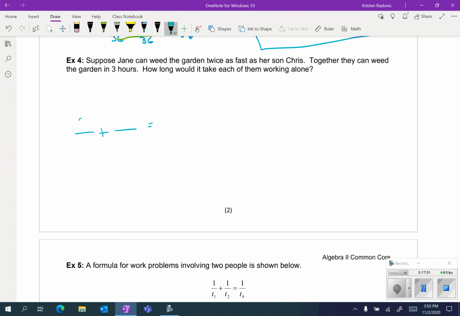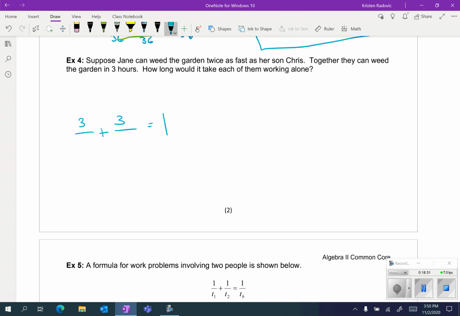So I'm going to put the time together in the numerator. We're also only talking about weeding one garden, right? And I know it's one garden because they're not saying 2 gardens. They're just saying to weed the garden, which implies there's 1. They want to know how long it takes each of them to work alone. So in this case, we don't know either denominator. And they spend different times actually weeding, right? Because Jane does it twice as fast as her son. So they can't both be the same variable in the denominator. There's going to have to be some difference in the denominator.